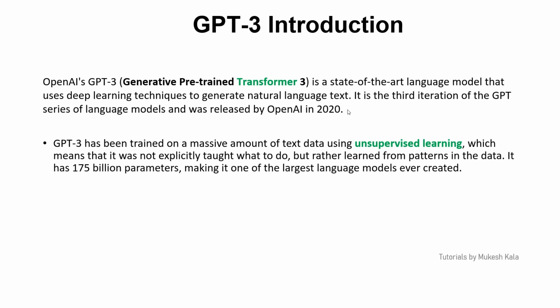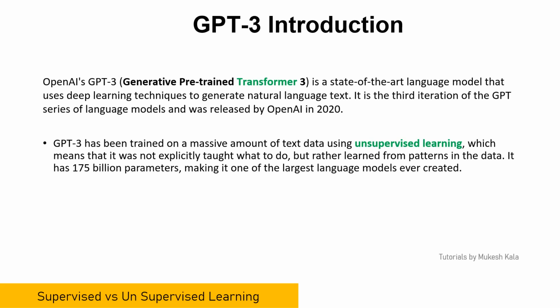GPT-3 has been trained on a massive amount of data using unsupervised learning. Whenever we talk about machine learning algorithms, we have something called supervised learning, and then something called unsupervised learning. Supervised learning is a type of machine learning technique where the algorithm is trained on labeled data. So in supervised learning, we already know what we are expecting as an output. The goal of supervised learning is to use this labeled data to train the model and make accurate predictions or classifications when presented with unseen data.